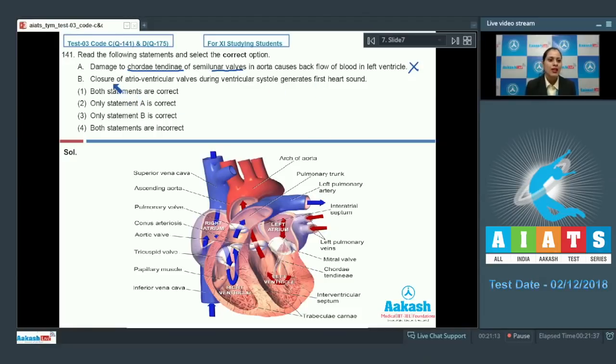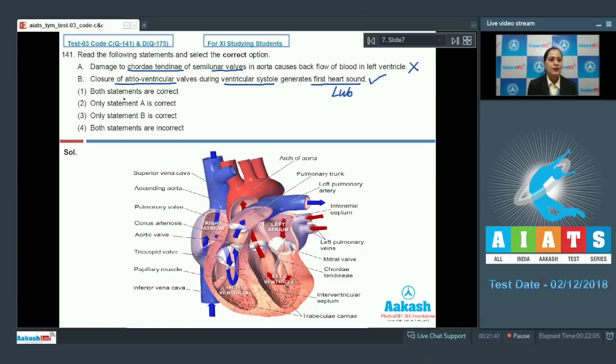The next statement says closure of atrioventricular valves during ventricular systole generates first heart sound. And this is a correct statement because the closure of these AV valves during ventricular systole generates the first heart sound, which is lub. So this is a correct statement.